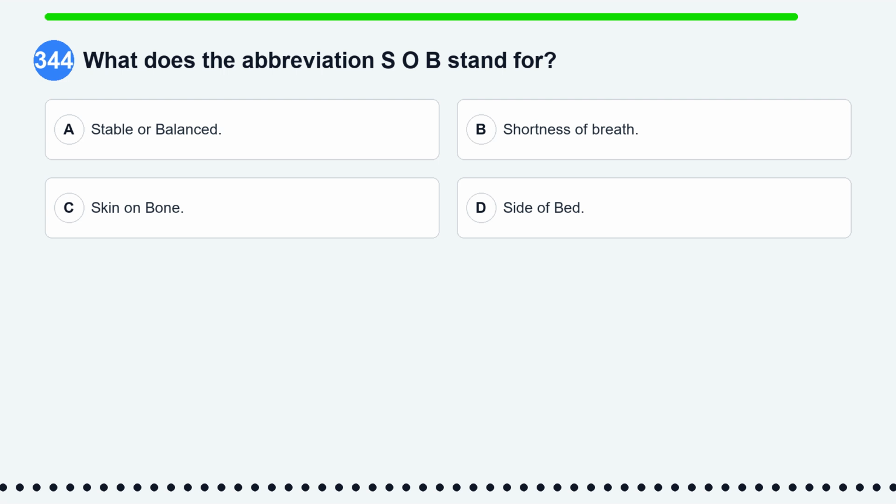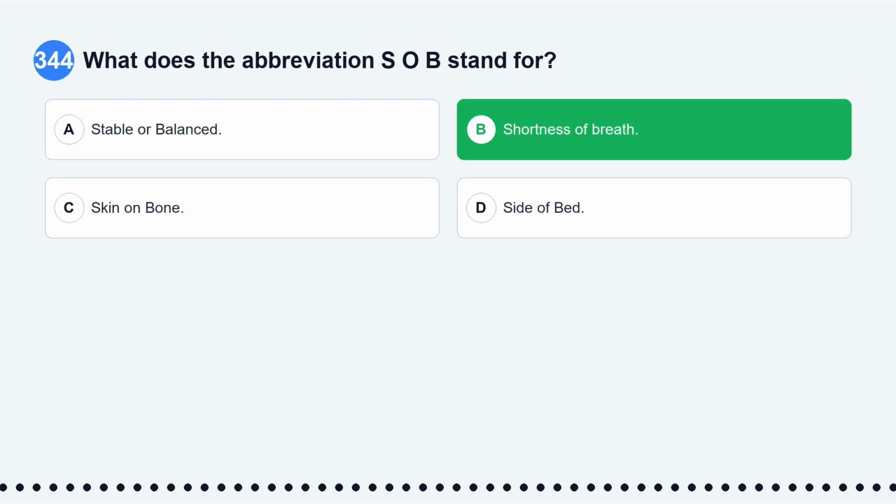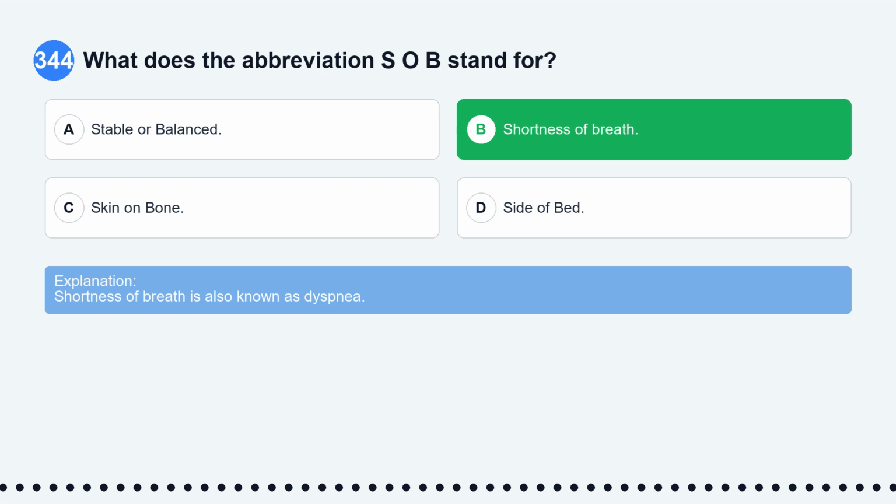Question 344. What does the abbreviation SOB stand for? Option A, stable or balanced. Option B, shortness of breath. Option C, skin on bone. Option D, side of bed. The correct answer is option B, shortness of breath. Shortness of breath is also known as dyspnea.